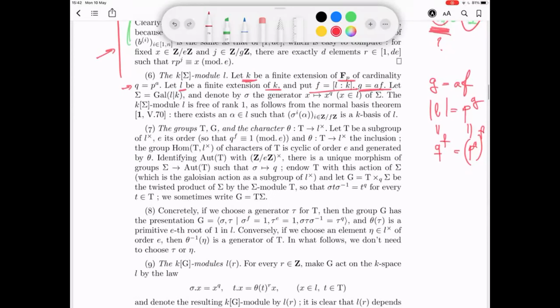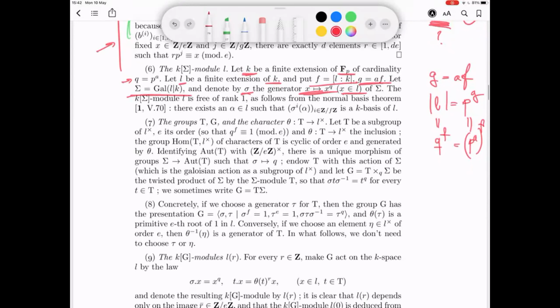And of course, this finite extension is a cyclic extension, right? L over K, and sigma is the Galois group. It has a canonical generator little sigma, which takes every element x in L to x to the power q, where q is the number of elements in K.